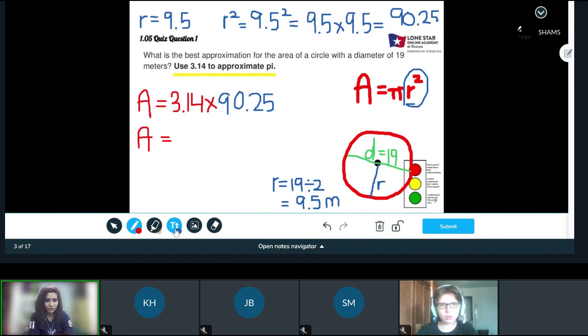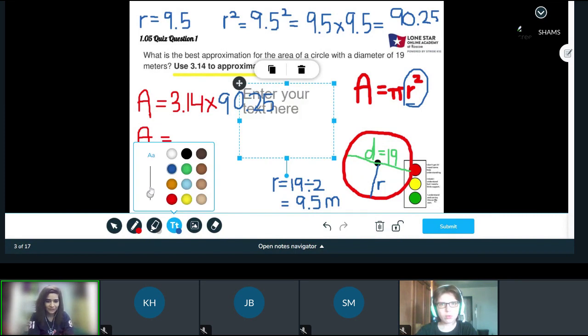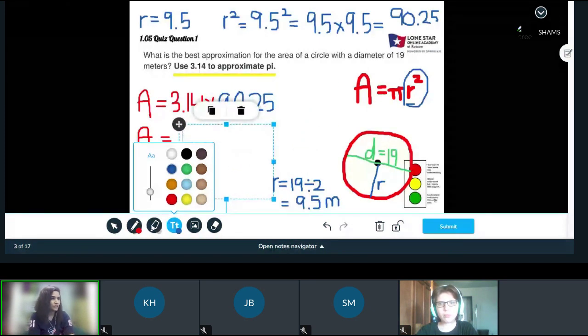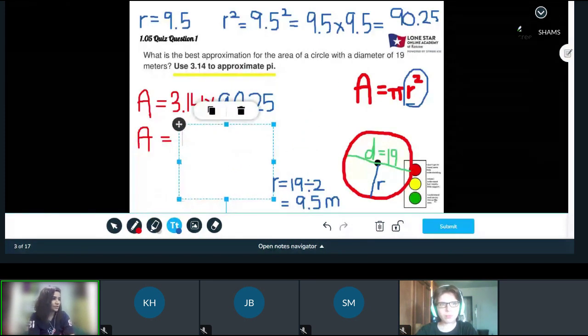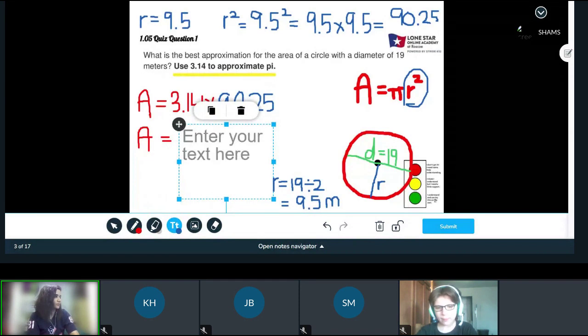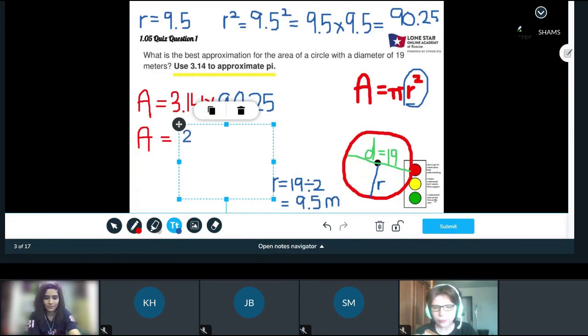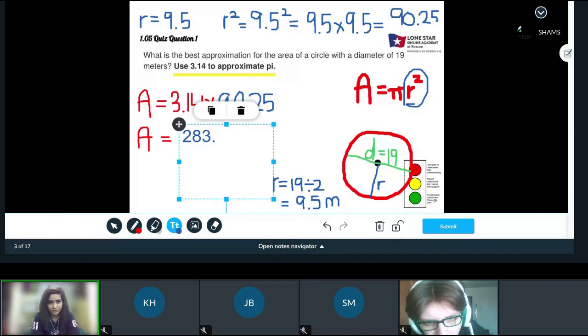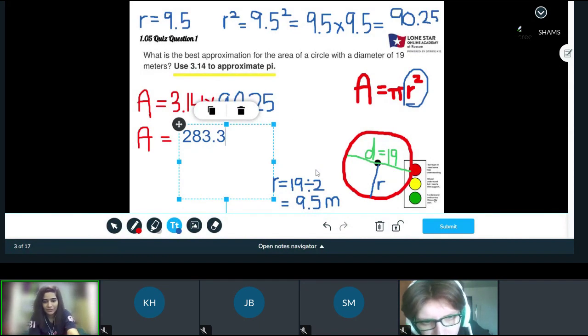When you multiply the two, you get an answer that is 283 point. I'm going to go and see what Victoria got. Where is Victoria's slide? 0.385. 0.385.